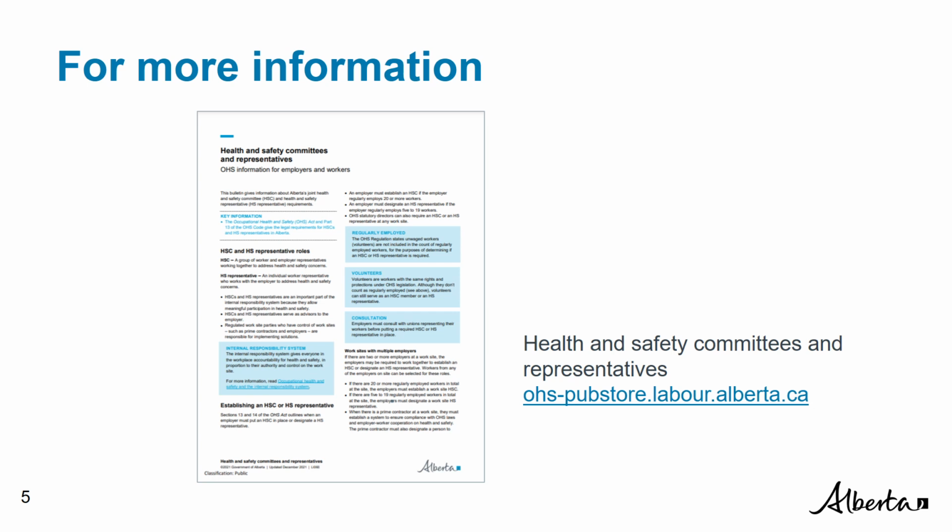In this webinar, we review the requirements for Health and Safety Committees and Representatives. This webinar complements the Health and Safety Committees and Representatives Bulletin. You can find the bulletin on the OH&S resource portal at ohns-pubstore.labour.alberta.ca. Once you are in the portal, you can bring up the bulletin by typing HSC in the search box at the top of the page.